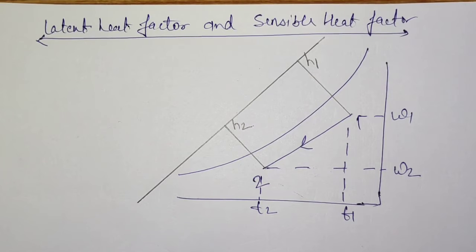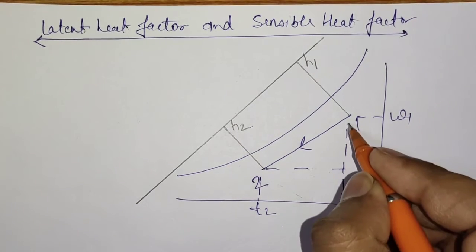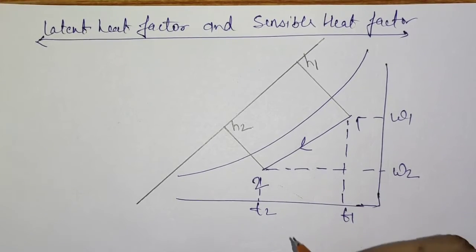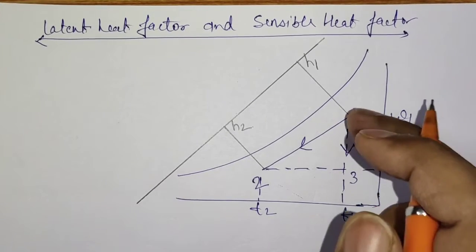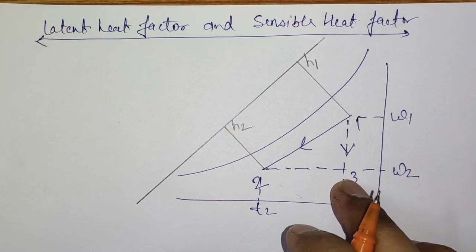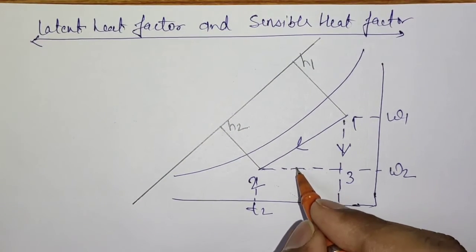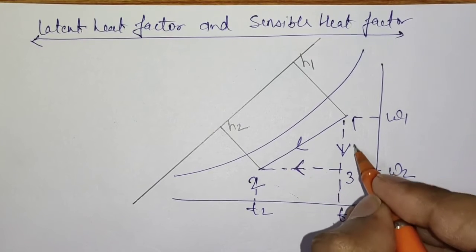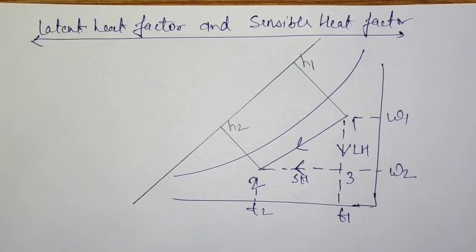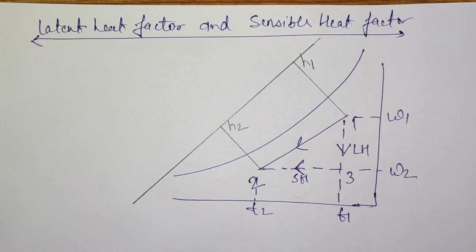Now what happens when the process is happening? The above process can be considered as a combination of two processes. The process 1 to 3, in which temperature is not changing, only the amount of water vapor present in the moist air is reducing. This process we can consider as latent heat process, because in it the phase change of the water vapor is taking place. Remaining process 3 to 2 can be considered as the sensible heating process, because during this process, at a constant amount of water vapor present in the moist air, temperature is changing.